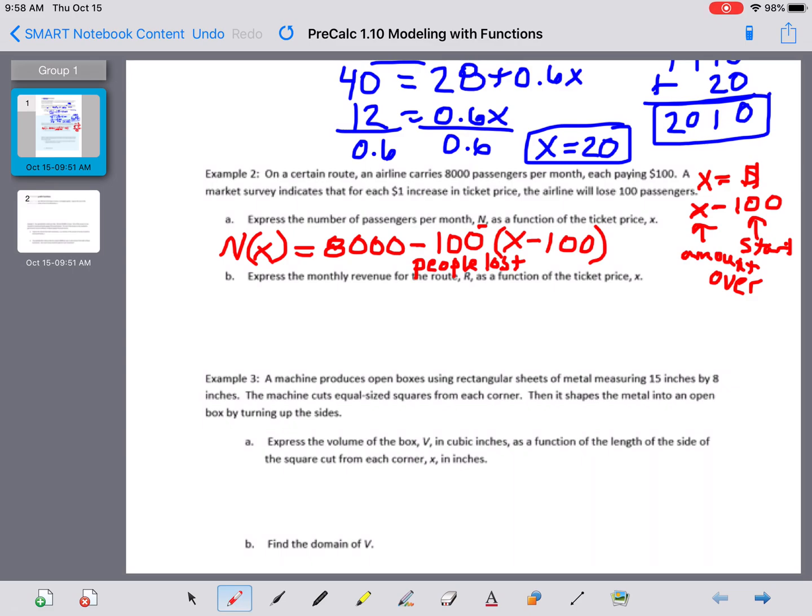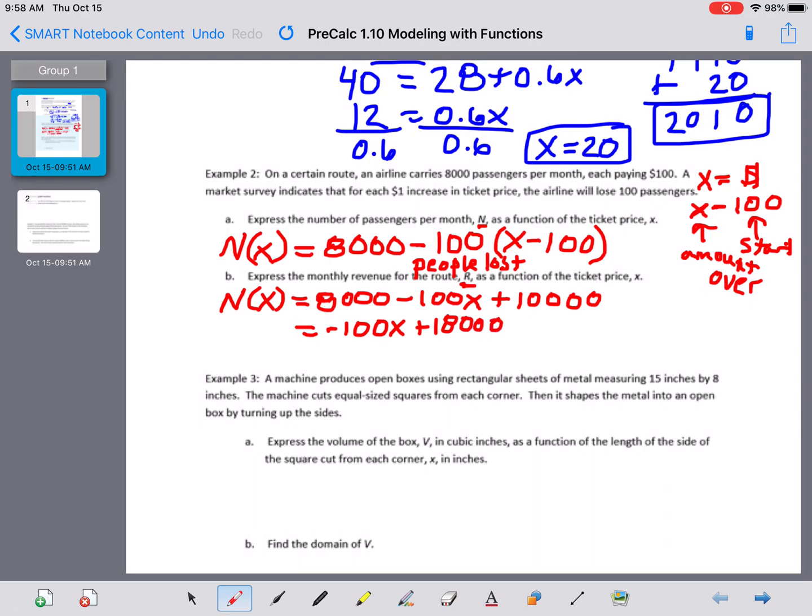But for B, it says express the monthly revenue for the route in R as a function of the ticket price. Okay, so first I'm going back to my N of x, and I'm just going to clean up this function. So I get 8,000 minus 100x plus, when I distribute my 100, I get 10,000, if I could multiply correctly. Okay, so cleaning this up, let's make it look like a function. I'm going to put my variable first: negative 100x plus 1,000. Sorry. All right, there's my N of x.